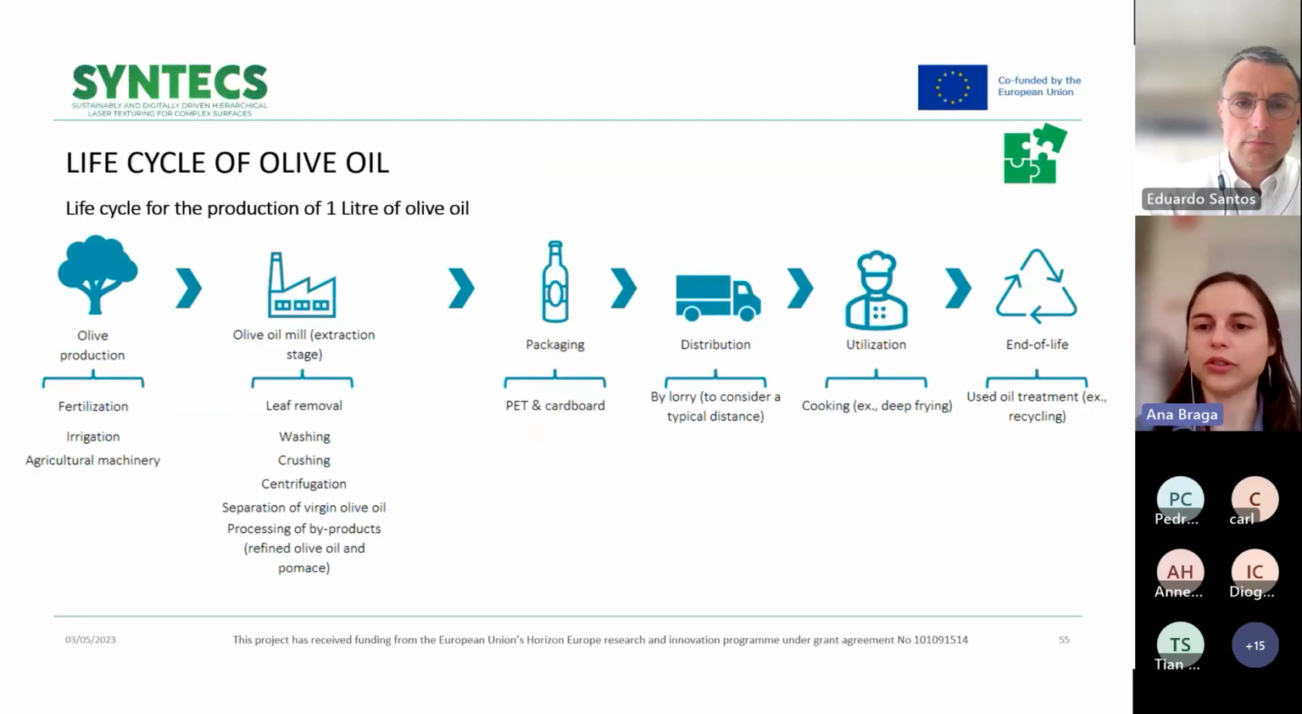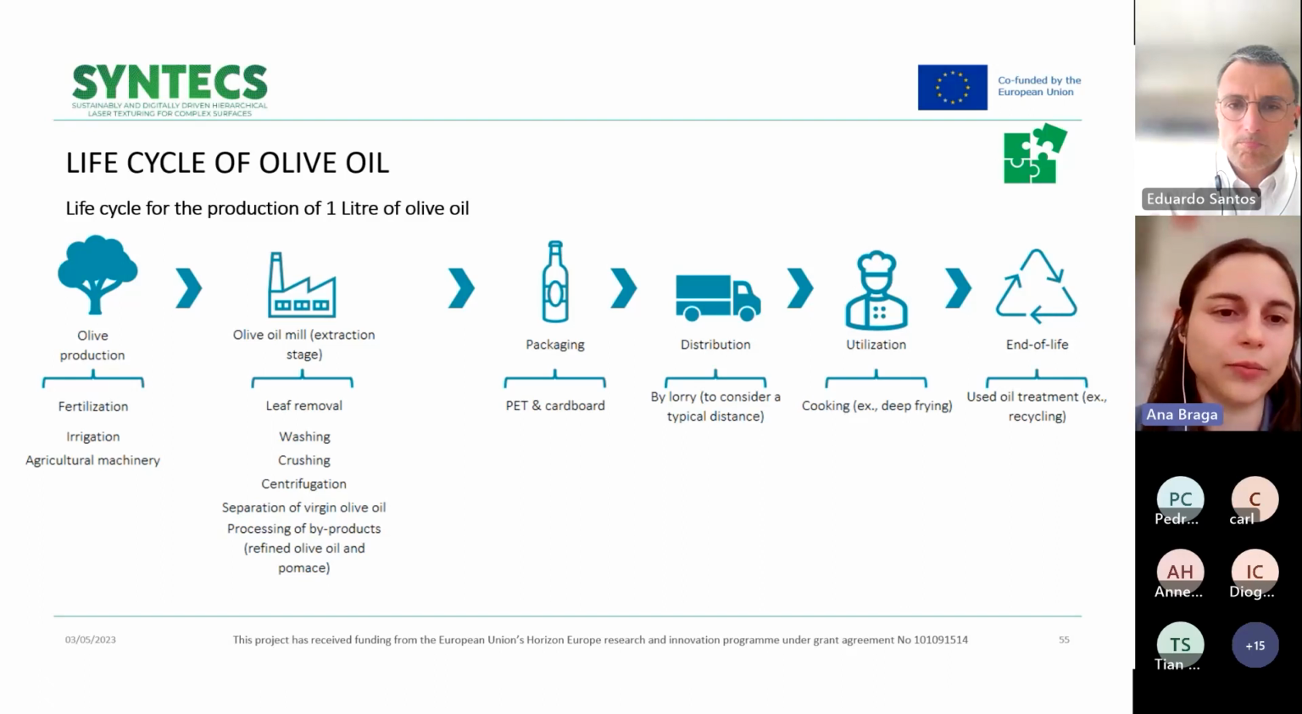We can move forward. We will analyze the life cycle of olive oil from the raw material production, in this case the olive fruit, to the end of life. So the whole life cycle will be included in the analysis. We have the raw material production, the olive fruit, the extraction of the olive oil from the olives, the packaging of the bottles, distribution, the use of the olive oil, and the end of life will be for treatment. That is, a process of purification of the used oil, for example, to recover later in recycling.